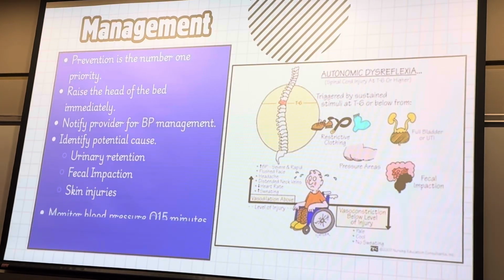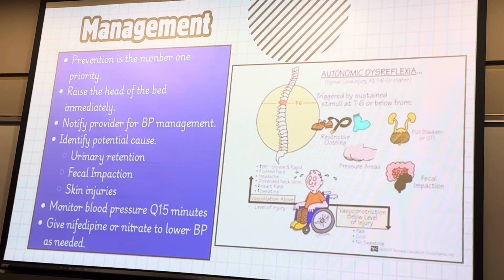How do I fix that issue? Prevention is going to be the number one thing. Let's not let it happen to begin with. So constantly monitor their bladder habits, their bowel habits. Make sure we frequently roll our patients. Make sure they don't develop some type of pressure injury. Make sure they have real loose fitted clothing. Make sure you check on your male patients. Make sure they're not twisted or anything.